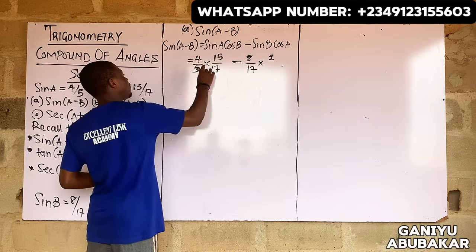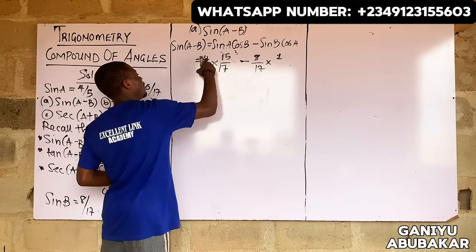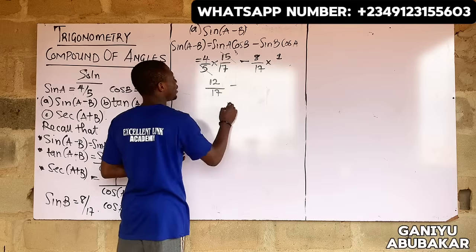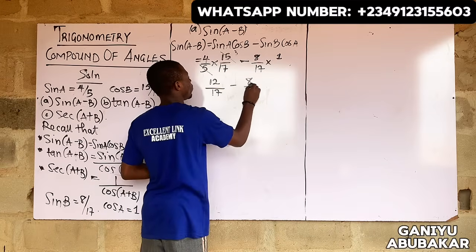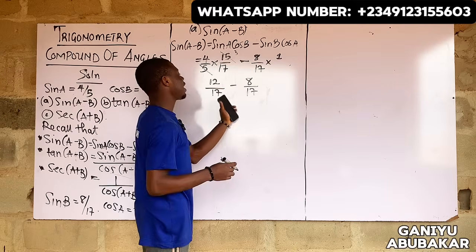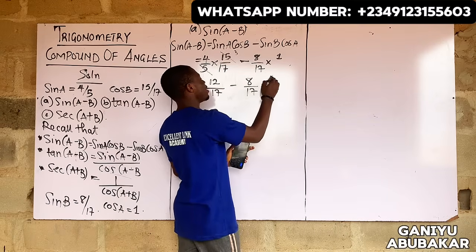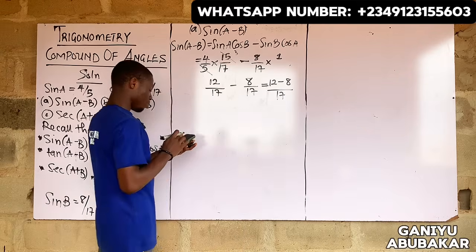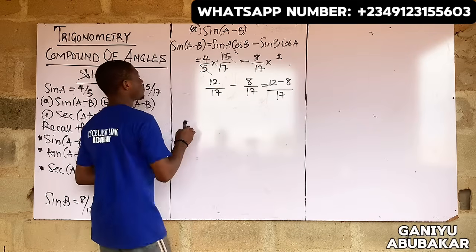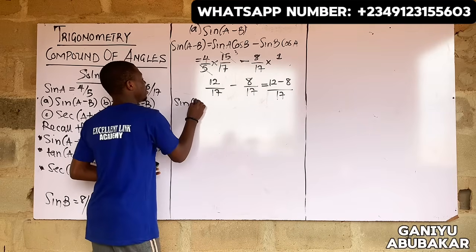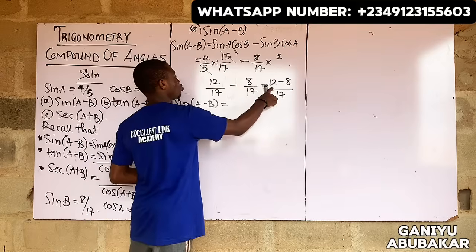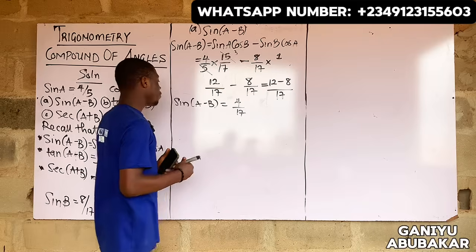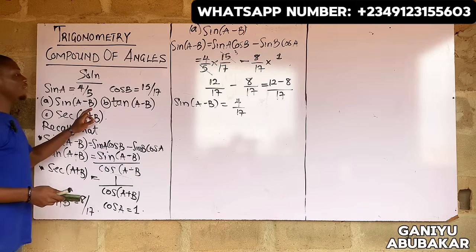From here, 3 times 4 is 12, all over 17, minus 8 times 1 is 8 over 17. Since they are the same, we have a combined numerator: 12 minus 8, all over 17. So the value for sine A minus B is equal to 12 minus 8, which gives 4 all over 17.